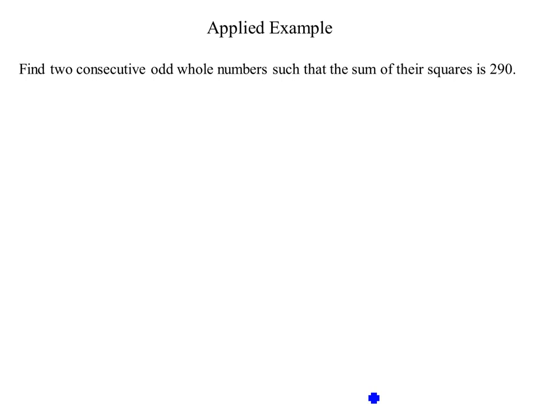So what are we going to do from here? Combine like terms. So we have 2n squared plus 4n plus 4 equals 290. What do you want to do from here? Minus 290 from both sides, right? So it's equal to 0. Good. So we have 2n squared plus 4n minus 286. What do you want to do? You choose.